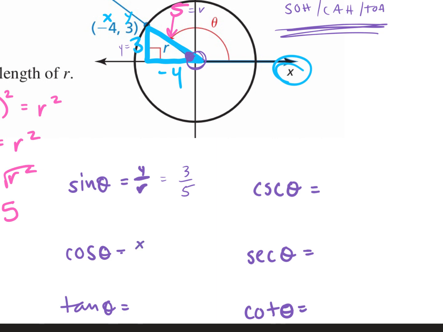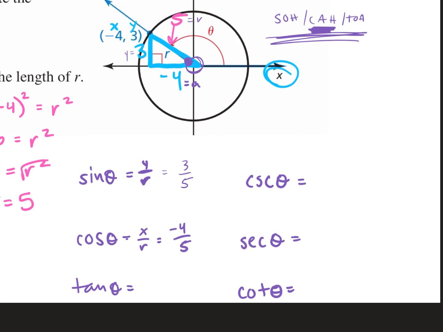Cosine, on the last page we said was x over r, but we also know that cosine is what over what? Adjacent over hypotenuse. So adjacent is -4, so -4 over 5. Tangent is what over what? Opposite over adjacent. So what's opposite to our theta? 3. And what's adjacent? So 3 over -4. And then for our reciprocal functions, what do we need to do?